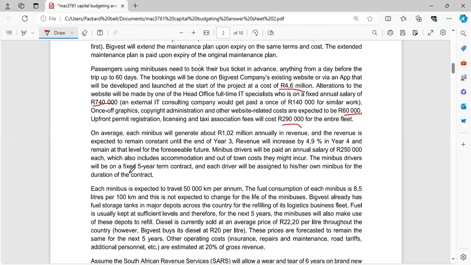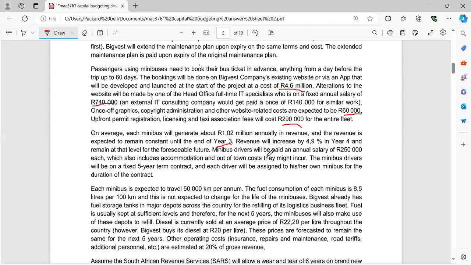Then on average, each minibus will generate about 1.02 million annually in revenue, and the revenue is expected to remain constant until the end of year 3. So which means it will be 1.02 million for year 1 until 3, then revenue will increase by 4.9% in year 4 and remain at that level for the foreseeable future.